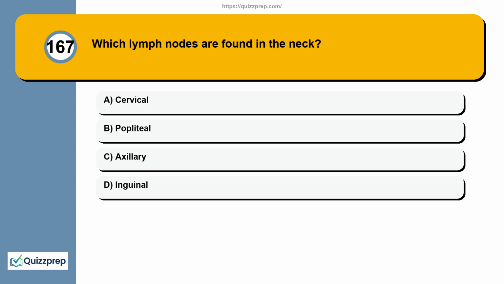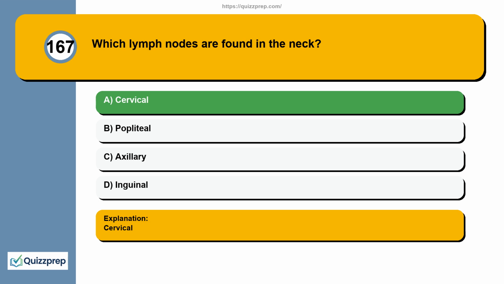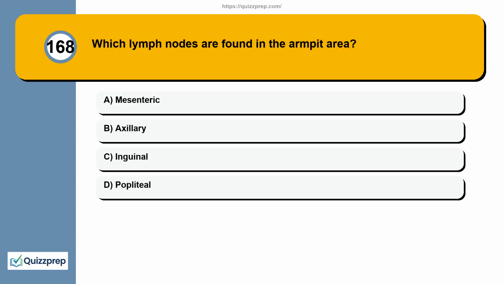Option A, cervical. Option B, popliteal. Option C, axillary. Option D, inguinal. The correct answer is option A, cervical. Question 168. Which lymph nodes are found in the armpit area?